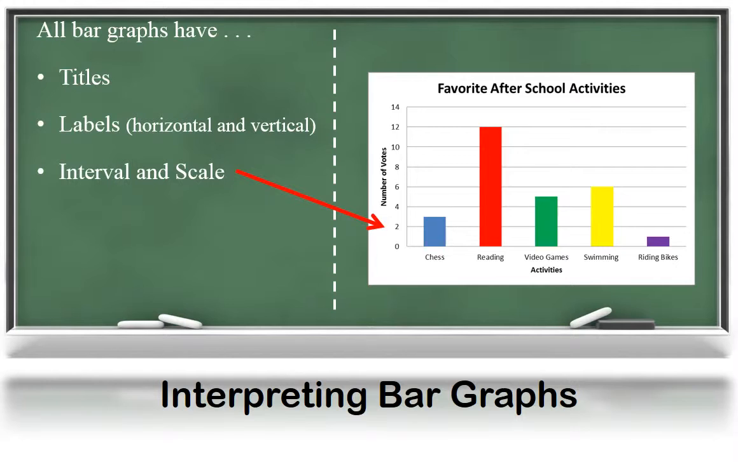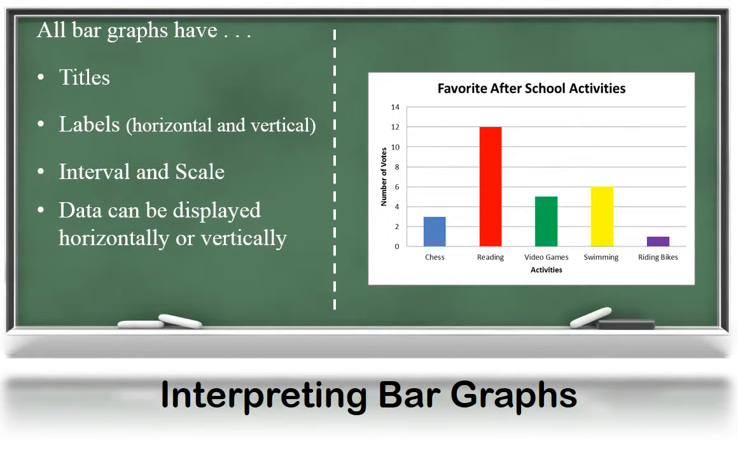The orientation of the bar graph could also change. For example, the bar graph shown here displays the data vertically, but could also easily be changed to display the data horizontally.